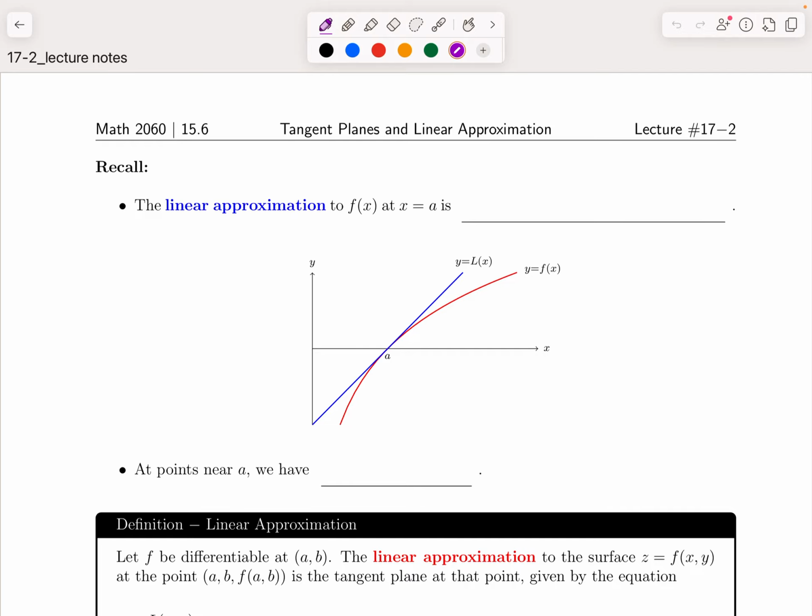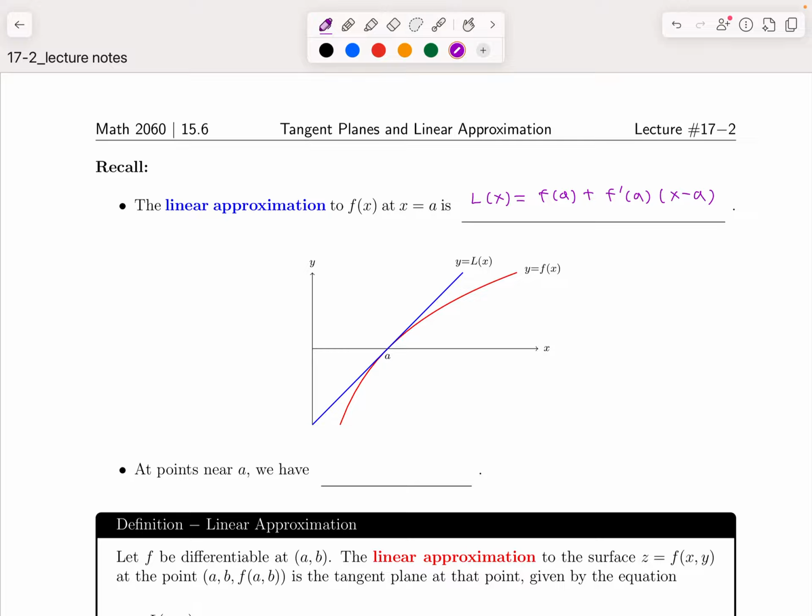The linear approximation to the function f of x at the point x equals a is given by this function L of x, which is f of a plus f prime of a times x minus a.